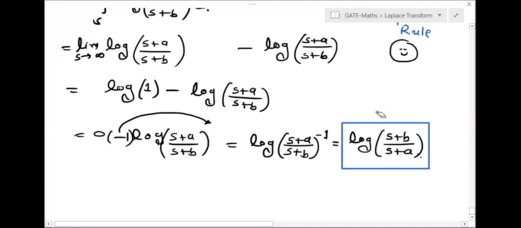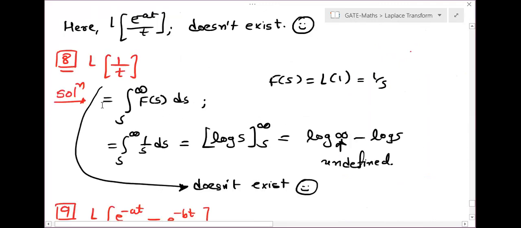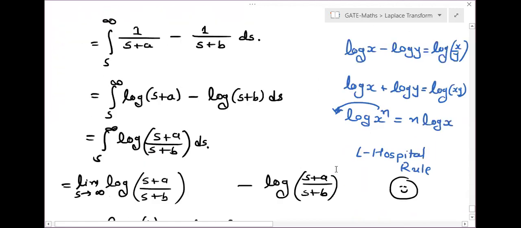Log s plus b by s plus a. Okay. So when these functions were separate, at that time we were not able to find the answer, isn't it? It was undefined. But when these functions are combined, e to the power minus at minus e to the power minus bt, if instead of subtraction they were in addition, then also it was not defined. But since this is in subtraction, right? So let us see L'Hopital rule.